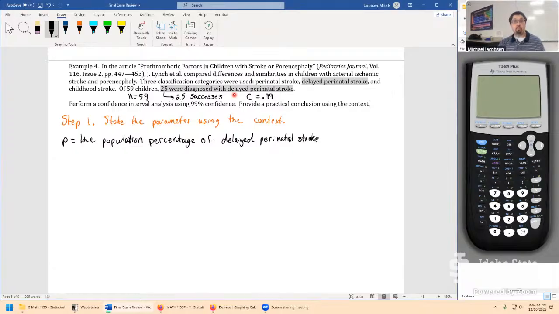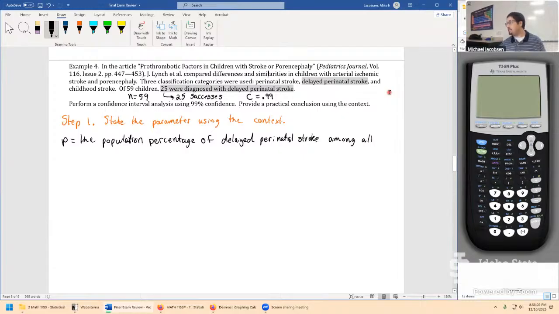Then we mention whatever the population is. I'll say among all. My gut instinct is it's among all children, but let's really look into this. It could be a certain class of children that already have a condition. So this is a good time to reread the context as you're defining the parameter. It says, arterial, ischemic. Yeah, good eye.